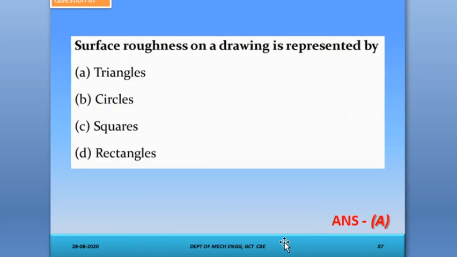The surface roughness on a drawing is represented by triangles, circles, squares, or rectangles. Surface roughness is always represented by triangles. Option A is the correct one.